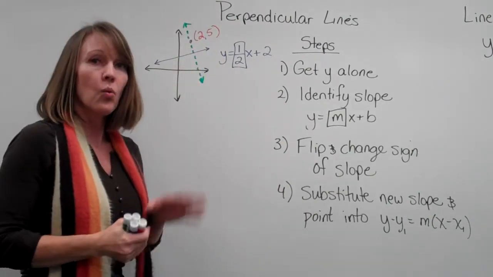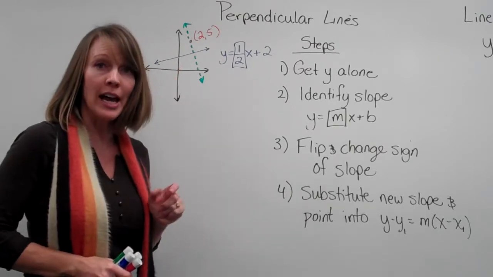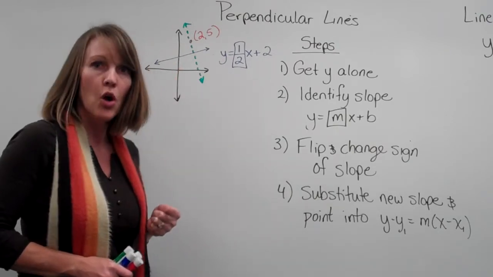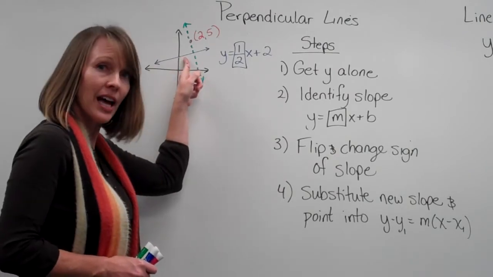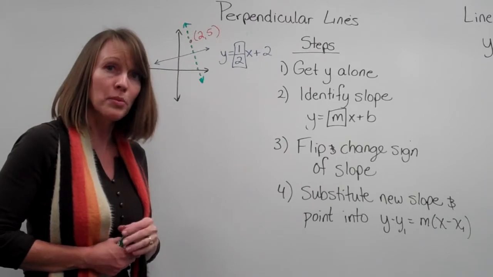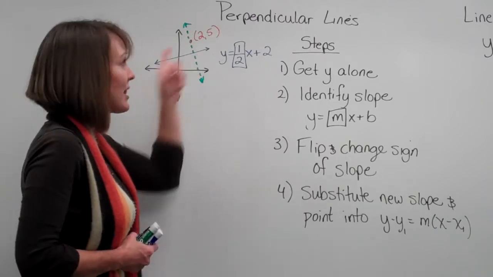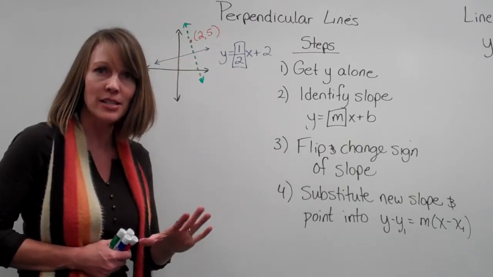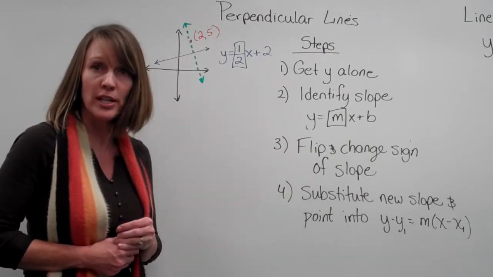All right, we know the slope of this green dotted line because it's perpendicular. We know that if we have the slope of this line, we can flip it upside down, change the sign, and we would get a perpendicular slope. And they've given us a point. So that means we can substitute it into the point-slope equation.